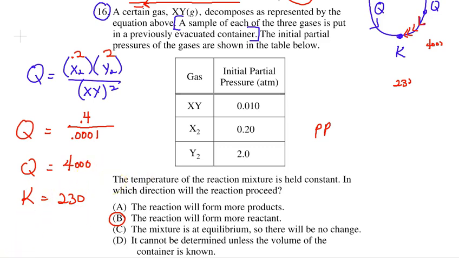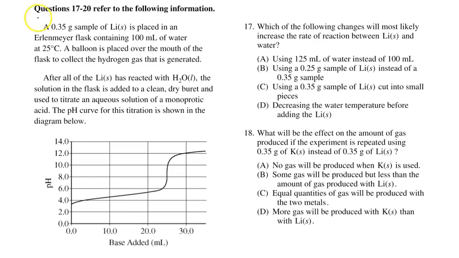Number 17. Okay, number 17. My gosh, a titration curve. I love it. Okay, so we've got a 0.35 gram sample of lithium placed in an Erlenmeyer flask, 100 milliliters of water. Basically we drop the very reactive alkali metal, which we should all know, with water is going to be very reactive, produce a lot of heat and hydrogen gas.